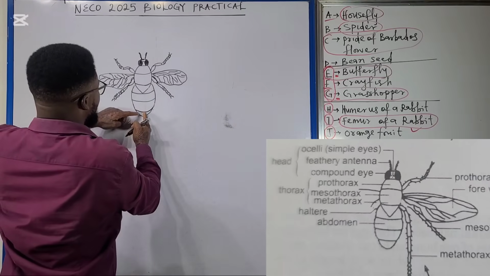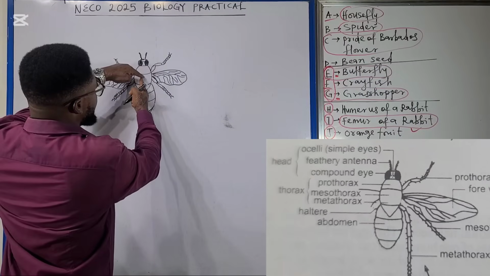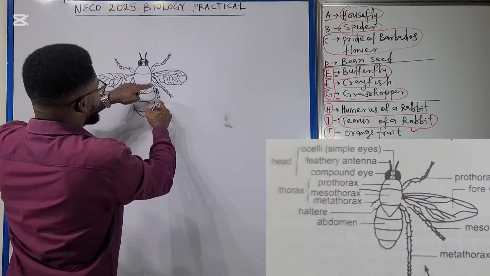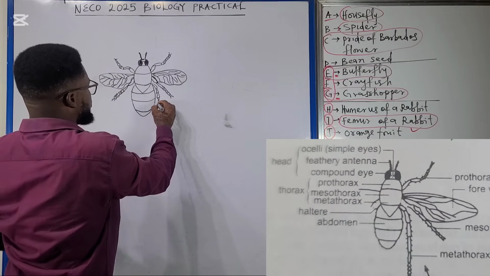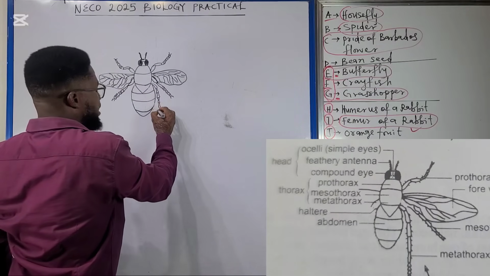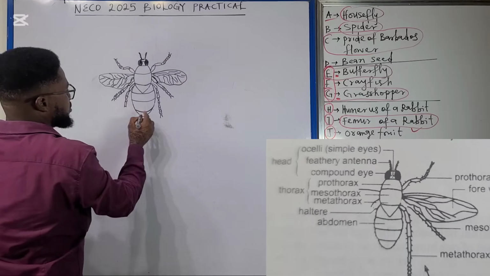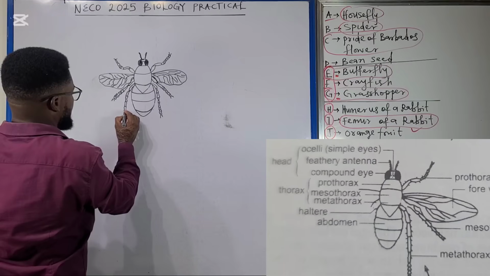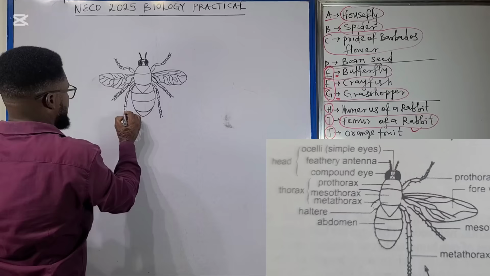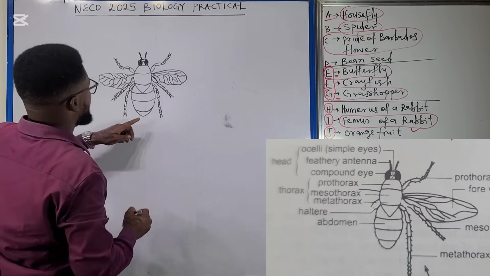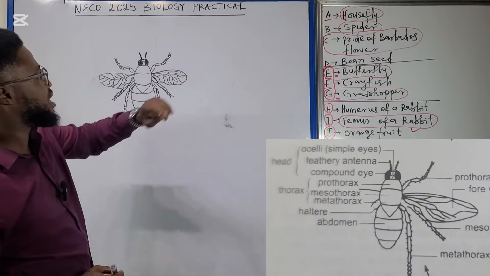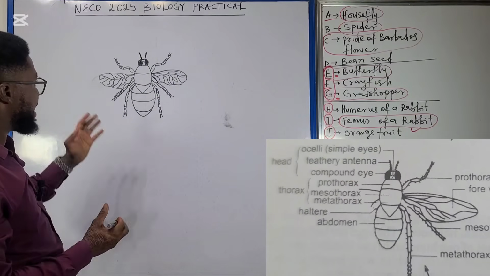At the point where we have the abdomen joining the thorax, we should have the third pair of legs, which should be a lot longer. This is going to go downwards. Yes, this is the basic plan for Musca domestica, talking about our common housefly.